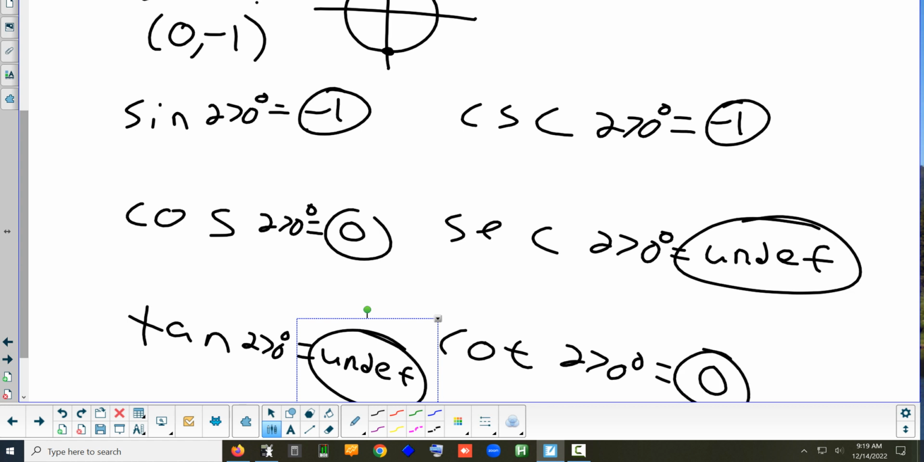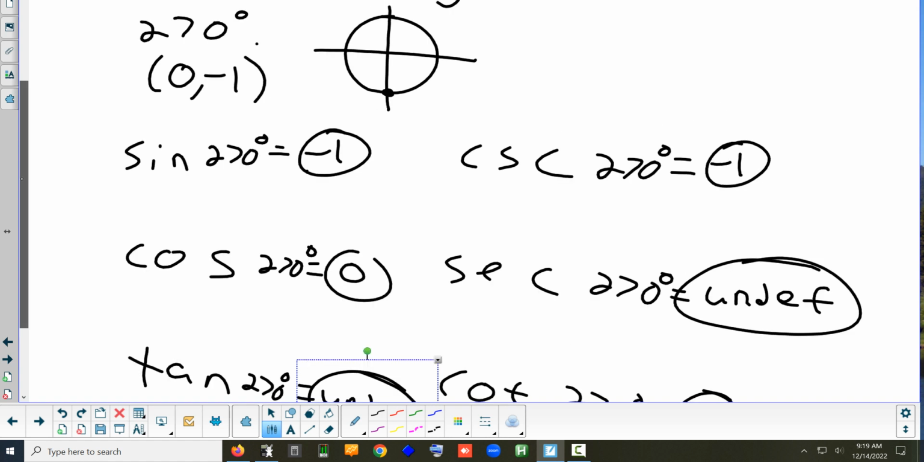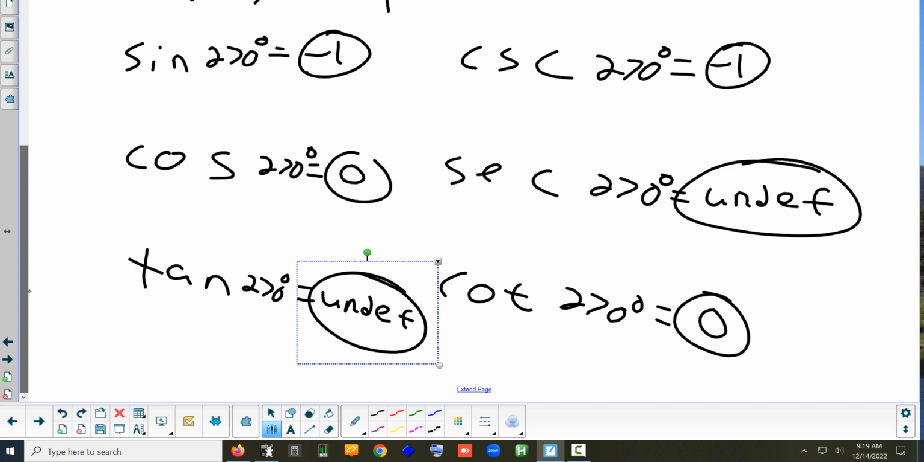So when you're dealing with 0, 90, 180, or 270, all the answers are one of 4 things: 1, -1, 0, and undefined. There was no positive 1 in this problem. But those are the 4 answers you can always get for a quadrantal angle.